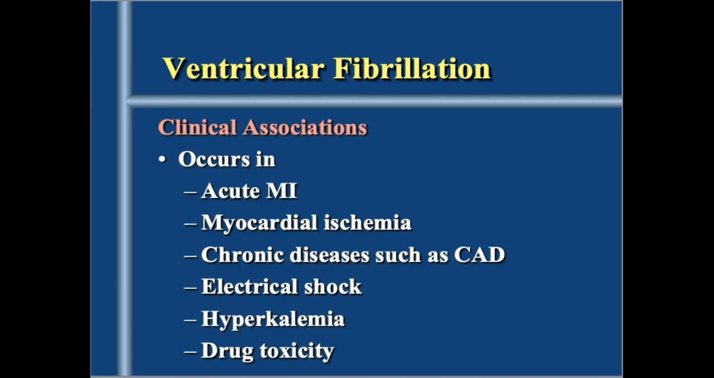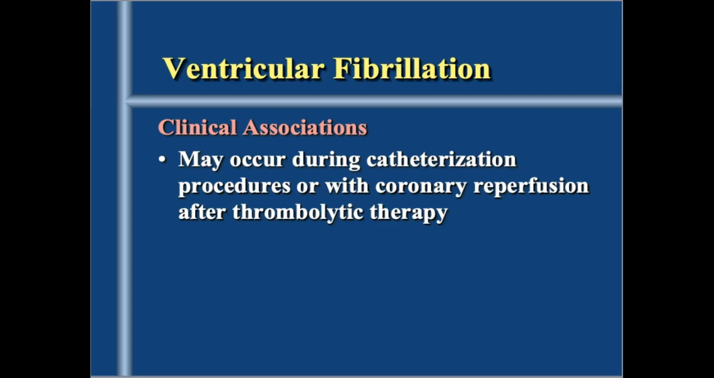There are lots of reasons VFib occurs. Again, any kind of damage or disease of the heart. You see this with electrical shock. People who have been hit by lightning, this is what takes them out. You see this in high potassium levels. Some drug toxicities will cause this. And sometimes we see this during our heart catheterization procedures or after coronary reperfusion therapies. Now, we are not expecting this following coronary reperfusion therapy. This is something we need to treat, and we don't want it to happen.